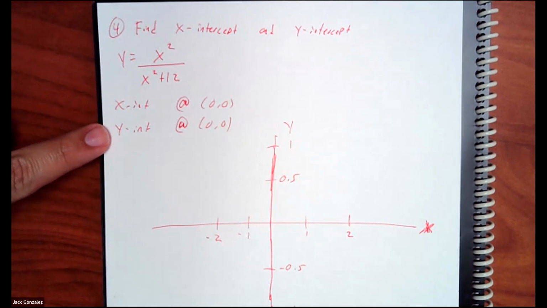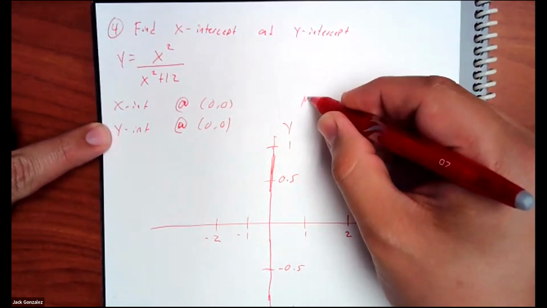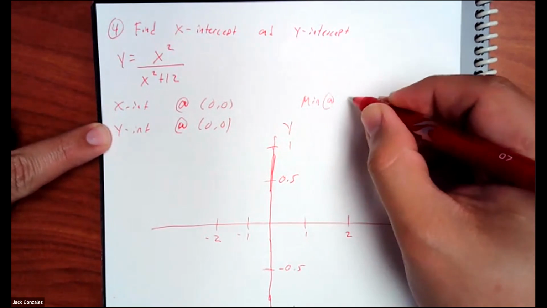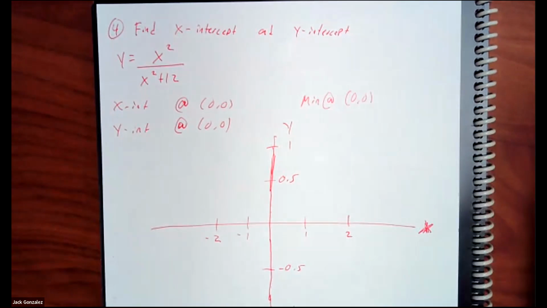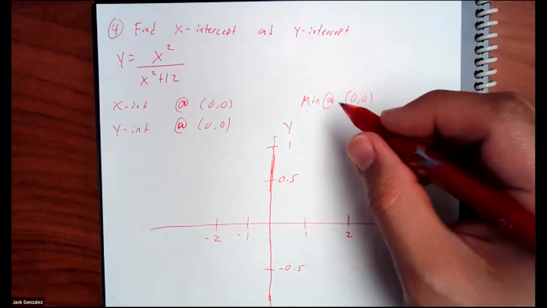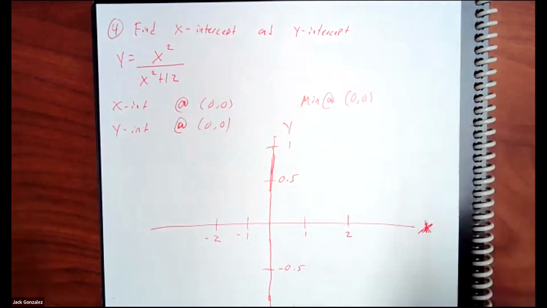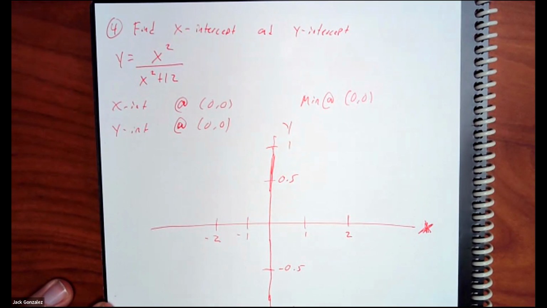We had x and y intercept at (0, 0). We had a minimum, right? At (0, 0) as well. Well, that's not enough information. We had inflection points, right? Inflection at 2, comma, something.